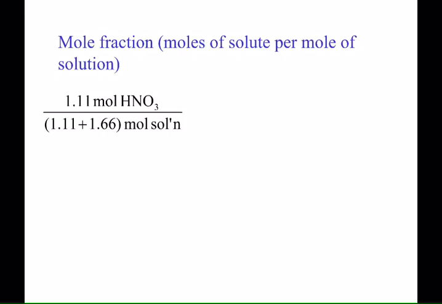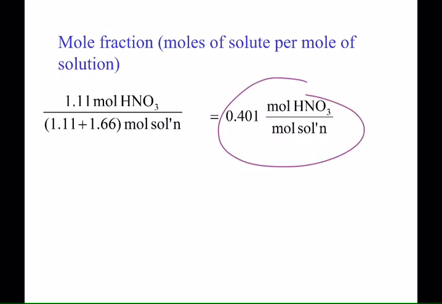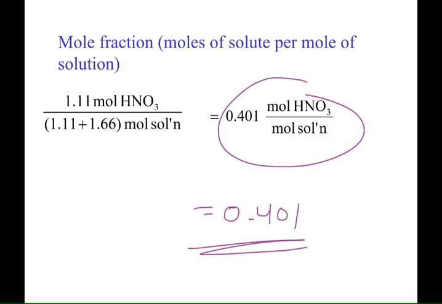So remember, this should always be less than 1. Rounded to 3 sig figs, I get 0.401 mole fraction. Instead of doing this, you could simply put 0.401, with no units. That is the mole fraction of HNO3. Any questions about that?